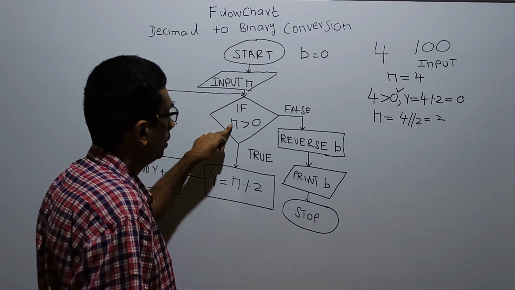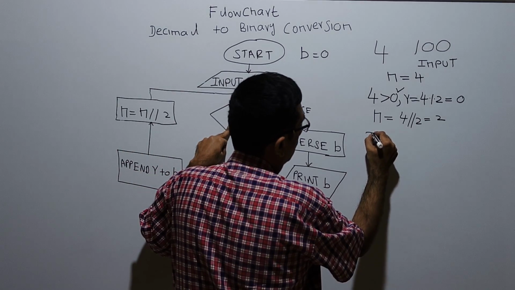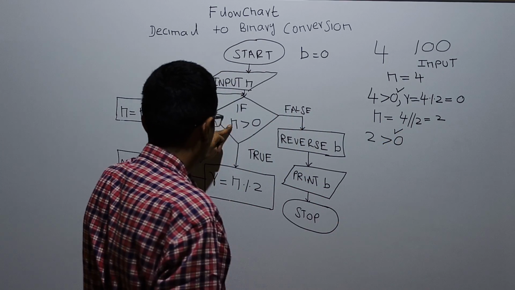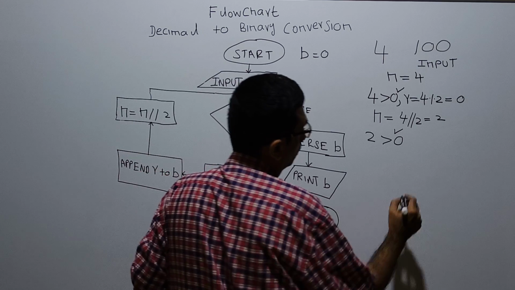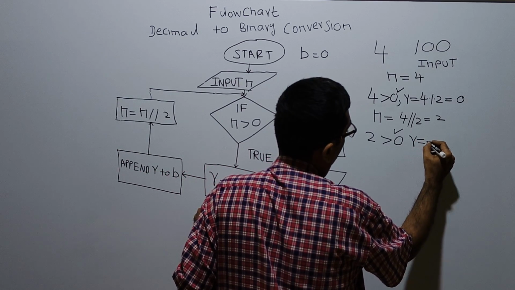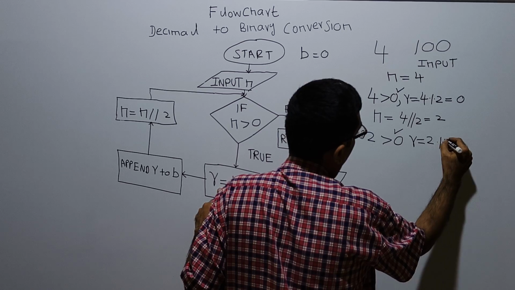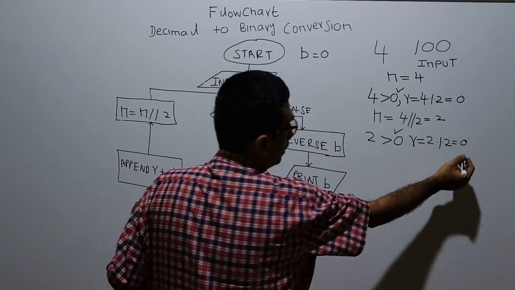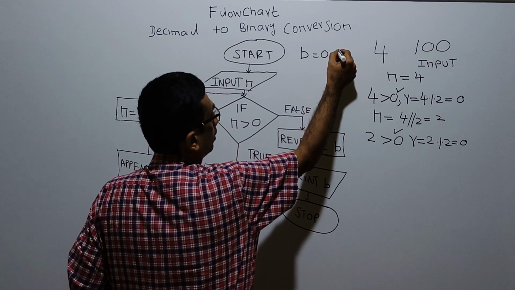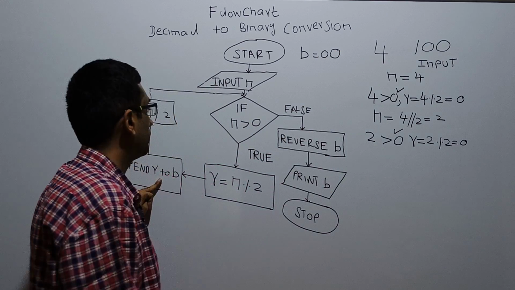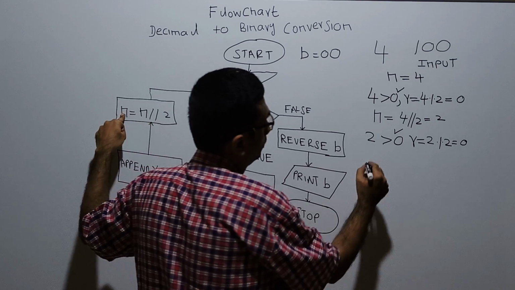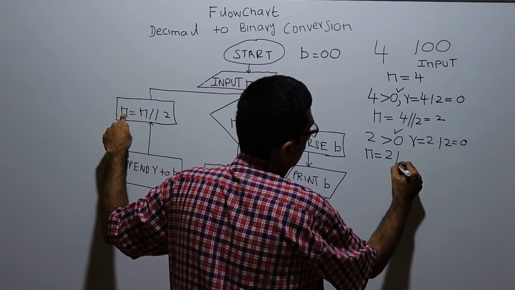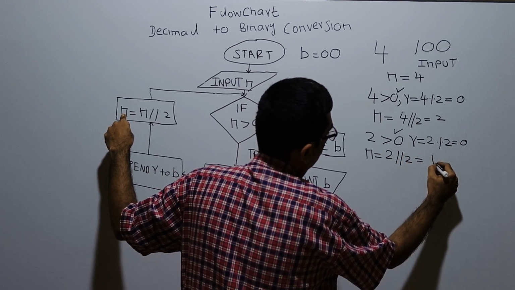We come here and check the condition n greater than 0. 2 greater than 0, the condition is true. R equal to n modulo 2, r equal to 2 modulo 2. The remainder is 0. Append r to b. Again another 0 will get appended to the existing value of b because this is append. Then n equal to n by 2. N equal to 2 integer division by 2, which is 1.